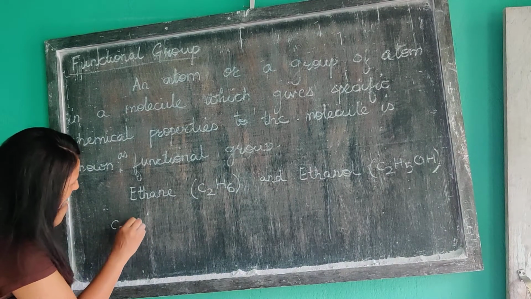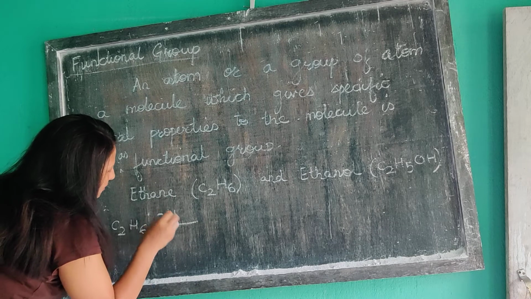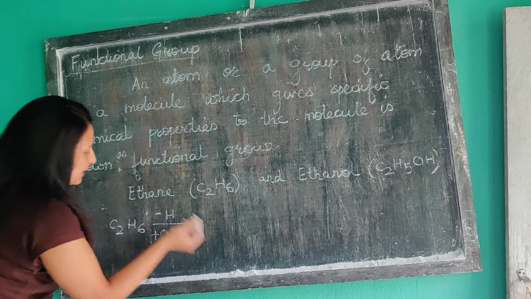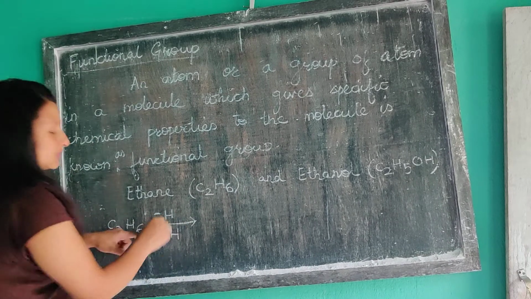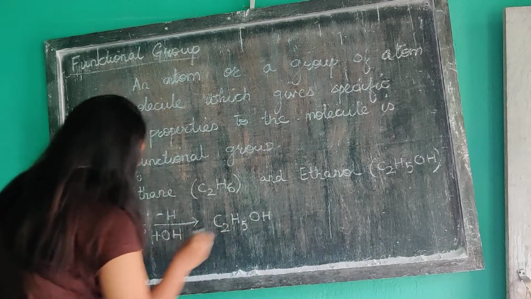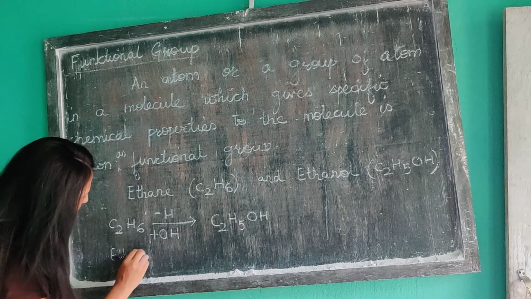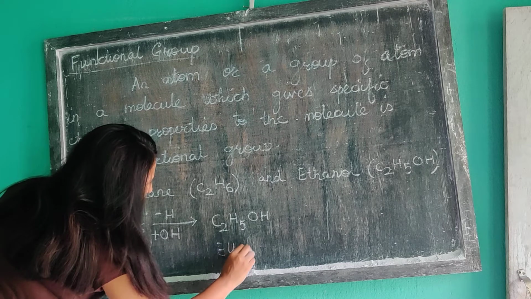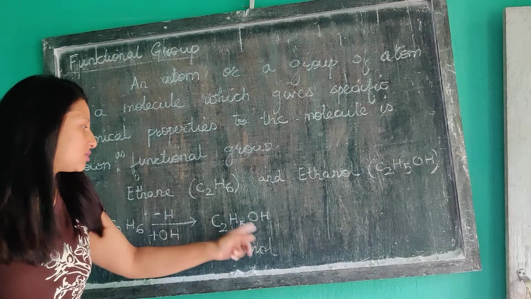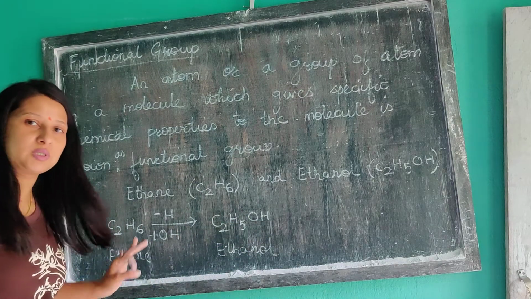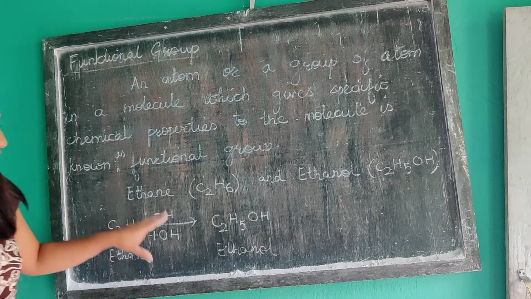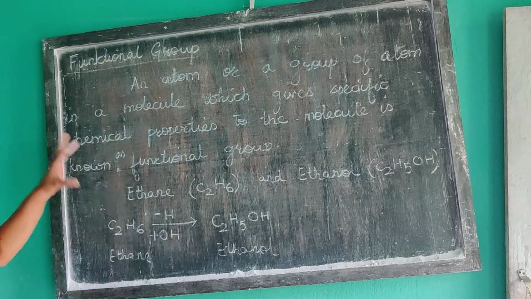So from ethane, when one hydrogen atom is removed, and in place of that one hydroxyl group is added, then ethanol is formed. Okay, so this is ethane and that is ethanol. So in place of that hydrogen atom, one heteroatom will be attached, and that is known as the functional group. Now as I told you earlier, the properties of this compound will depend entirely upon the functional group.